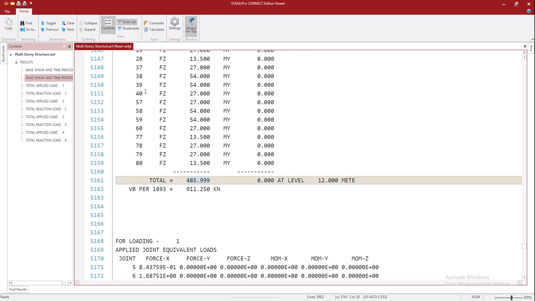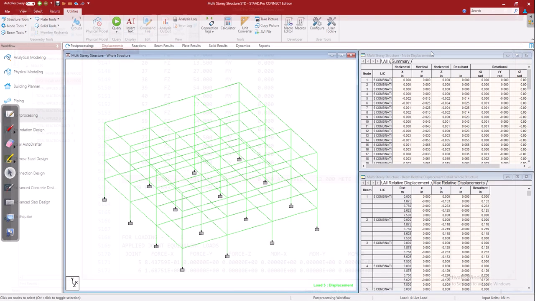So this is the output which we can expect from the seismic analysis when we are comparing manual calculations and the STAAD Pro output. I hope you got this concept.